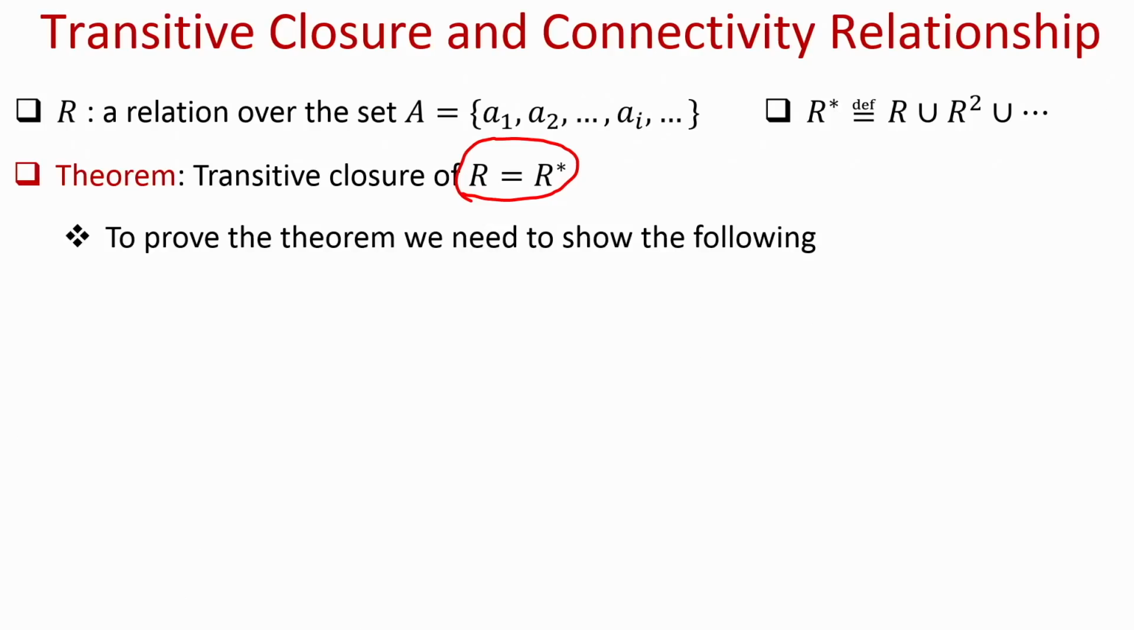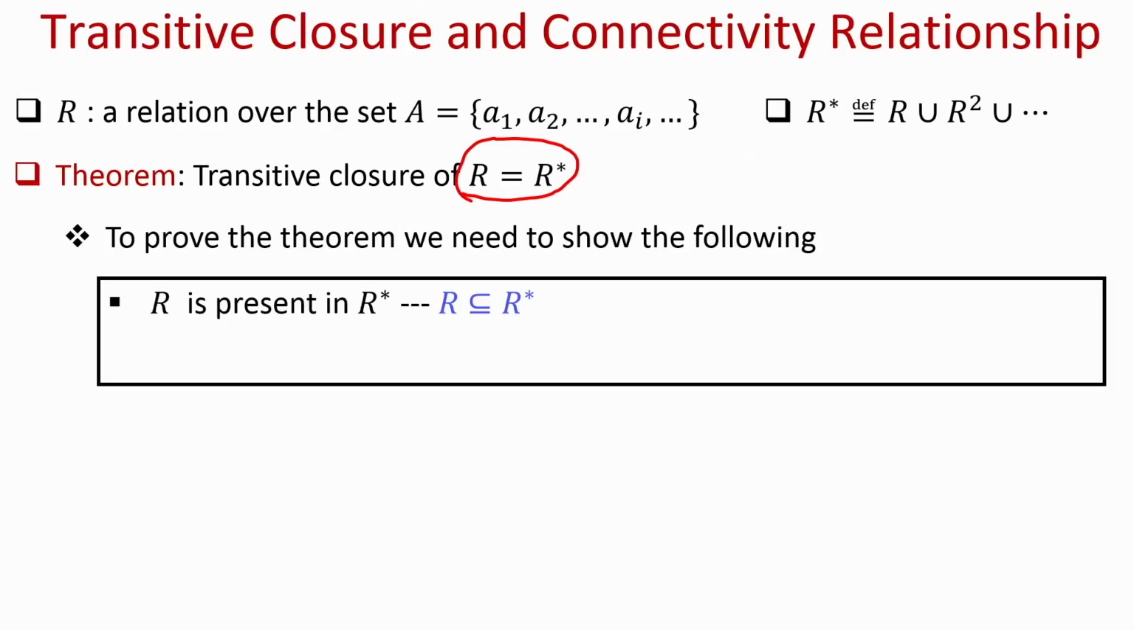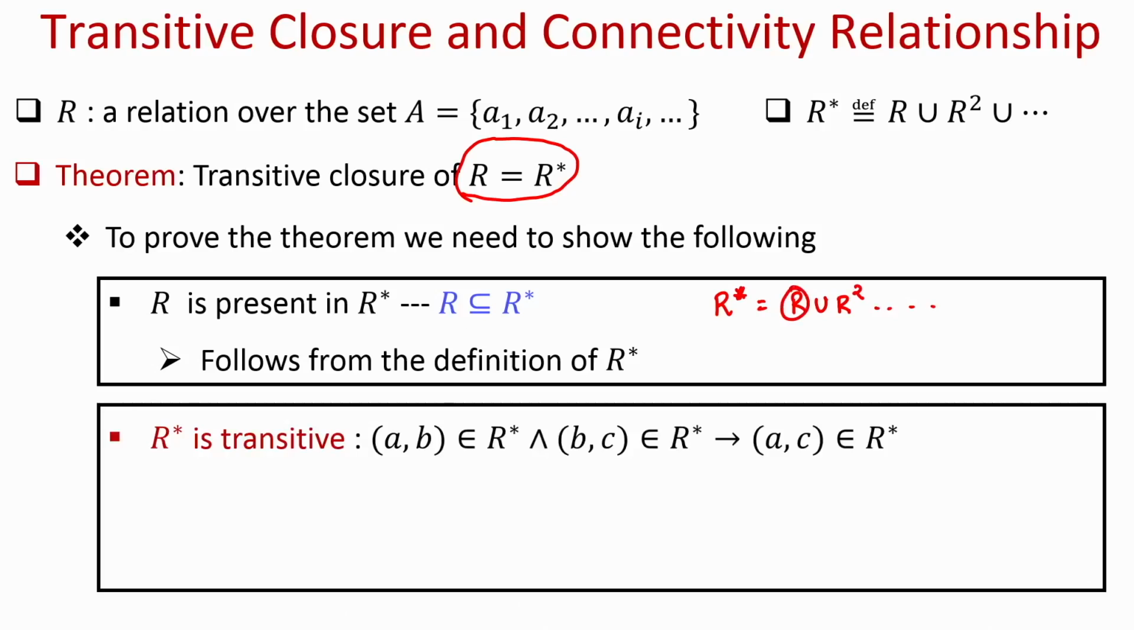Now, to prove this theorem, we need to prove several things. The first thing that we have to prove is that the original relation R is present in your R star, because that is one of the requirements of transitive closures: the original relation should be present in the closure of that relation. But it is easy to see that the original relation R will be a subset of R star, because R star is nothing but R union the higher powers of R. So, your original R will definitely be present in R star. All the ordered pairs which were there in R will be present in R star.